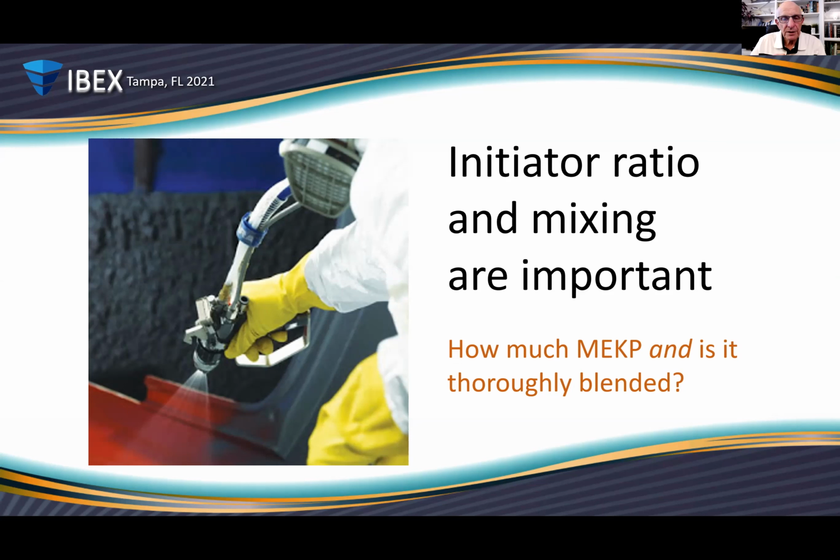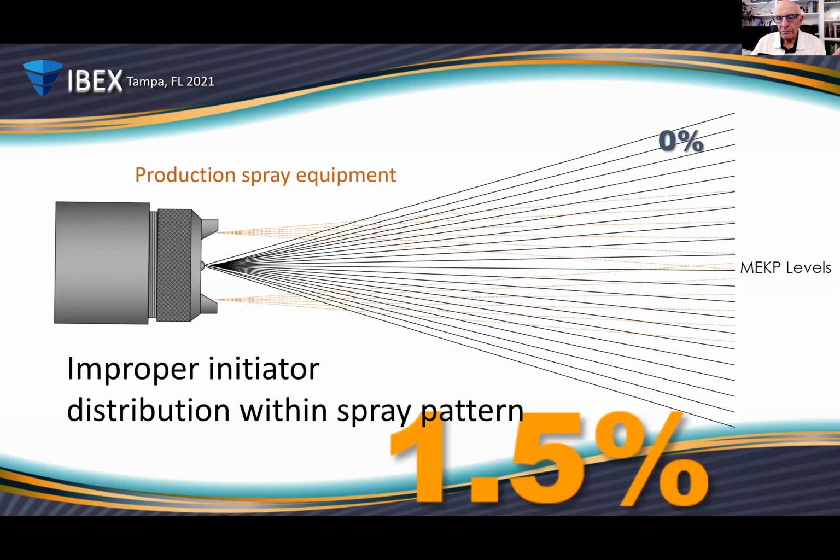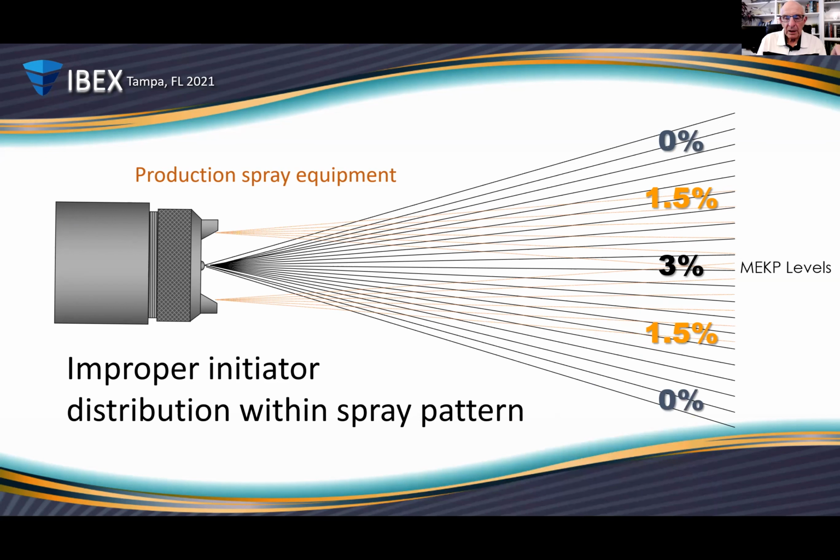Let's say you're diligent and you calibrate your spray gun on a routine basis, and you know how much initiator, sometimes called catalyst in the industry, you have at the gun head. The next question is, is that equally distributed across the spray pattern? You could run into a situation that looks something like this. Let's say you're spraying at a target of 1.5%, and you have 1.5% back here at the spray nozzle when you calibrate the spray gun, but the distribution in the spray pattern is not correct.